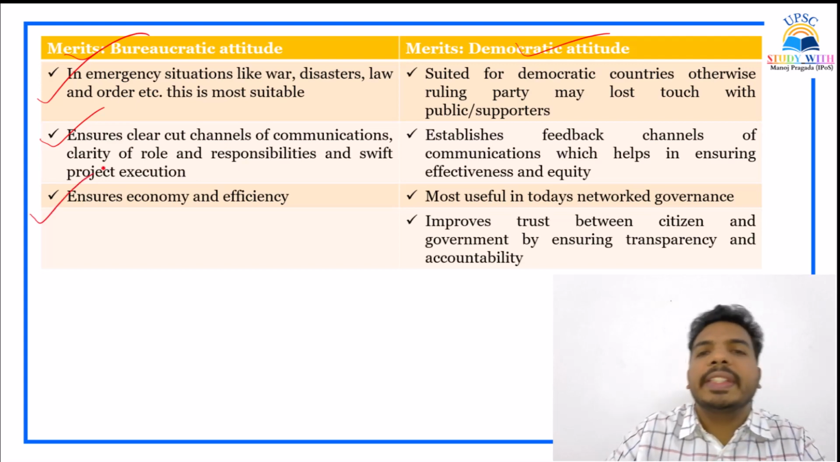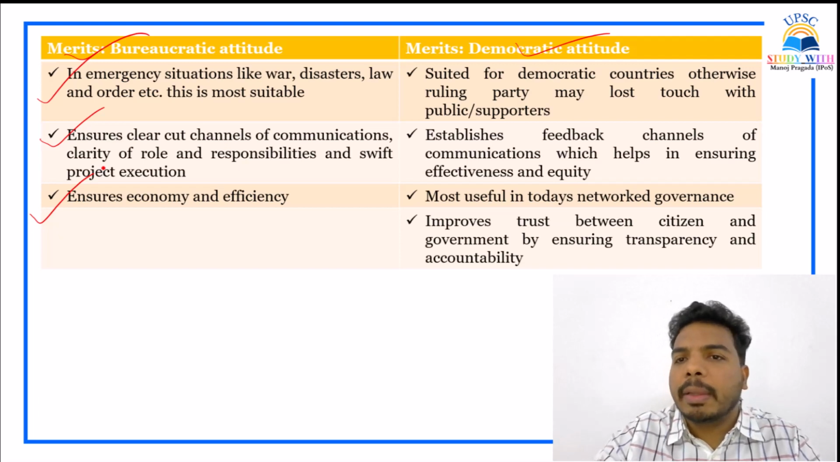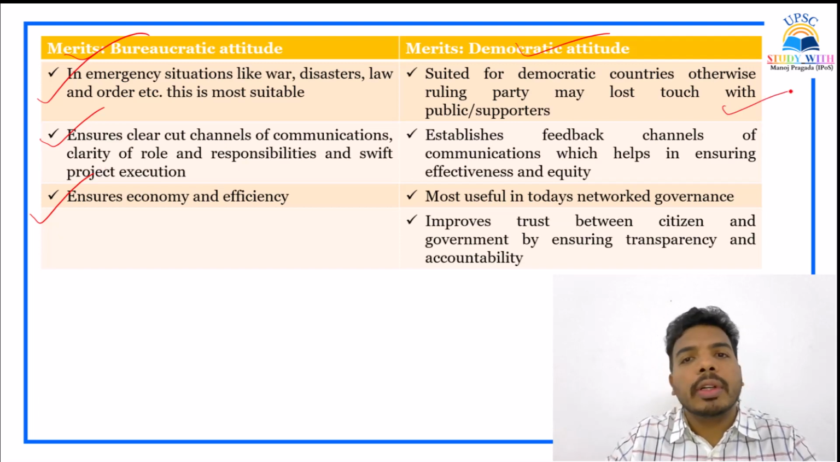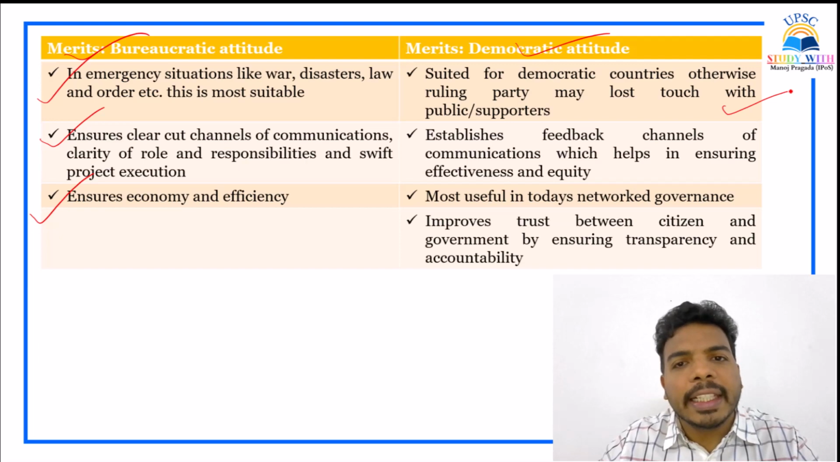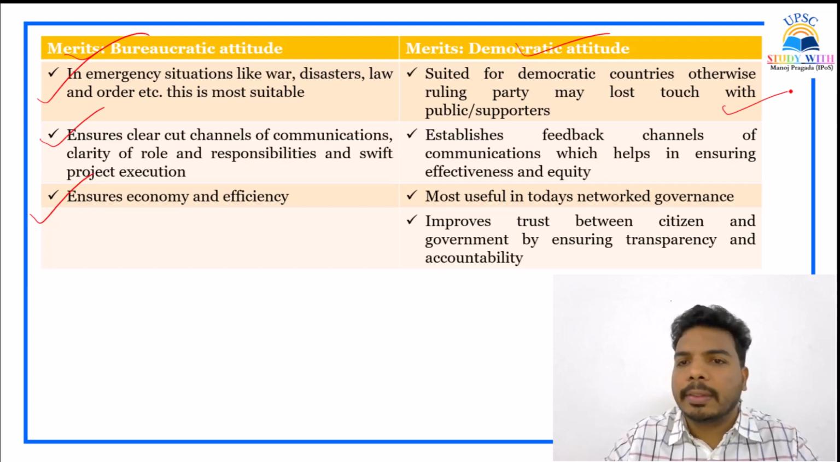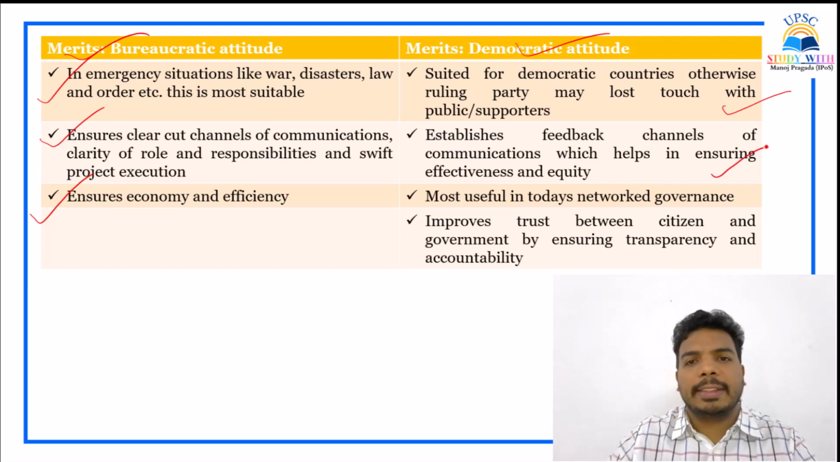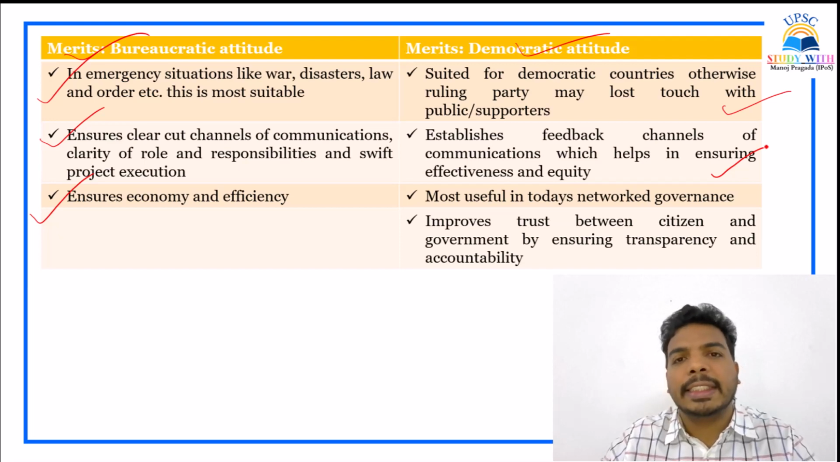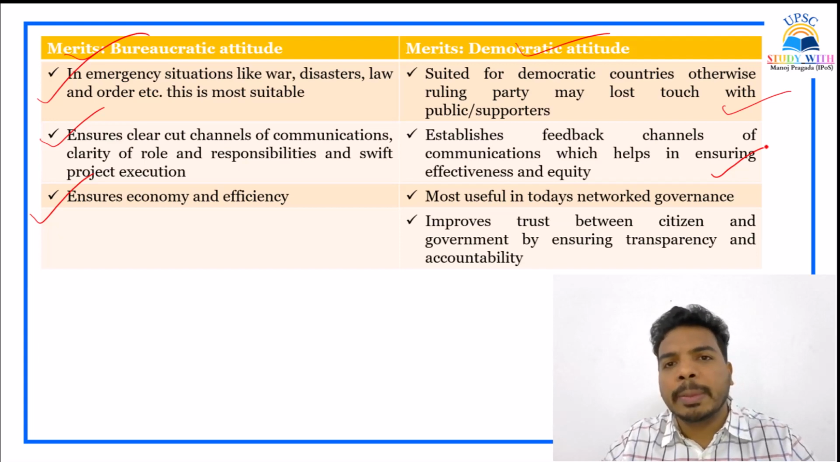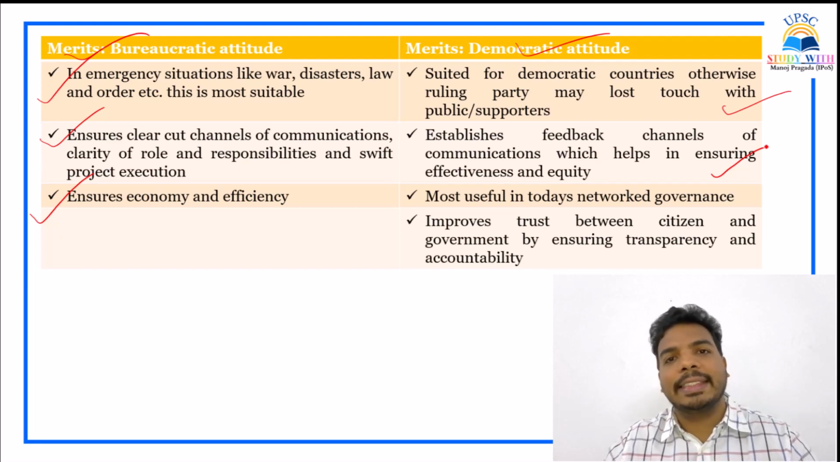It ensures economy and efficiency. What about the merits of democratic attitude? It is suited for democratic countries. You have to believe in consultations, negotiations. You have to involve people. Then only the ruling party will be in touch with its supporters or the public. It will also help in feedback channels, which helps in ensuring effectiveness and equity in the process. In the process, certain communities or marginalized sections may be neglected. But if you are taking feedback, consultations, having negotiations with people, NGOs, media, then you will get the feedback and those people will get justice.